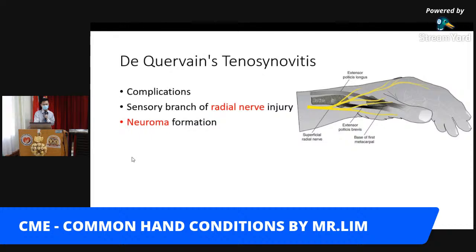Radial nerve, the sensory branch of it. When the radial nerve reaches the wrist, it is already a sensory branch, but a very important one. Why? Because it goes right on top of the first dorsal compartment. When we do surgery, the nerve is just under the skin. If inadvertently injured, a neuroma can form and it can cause more pain than the de Quervain. So, must be very careful. This I always tell to the MOs and whoever is doing the surgeries.